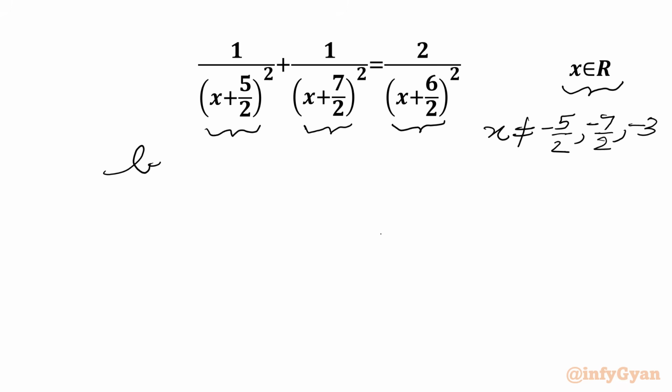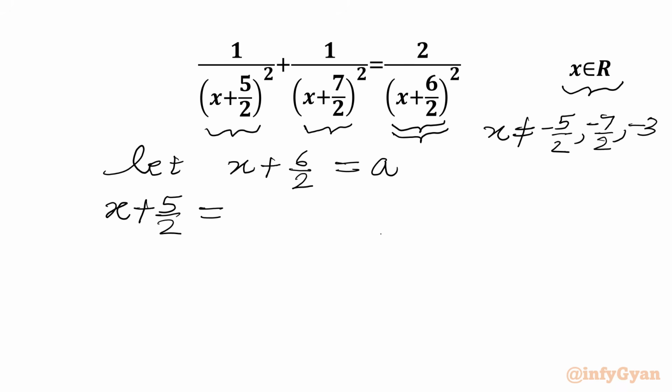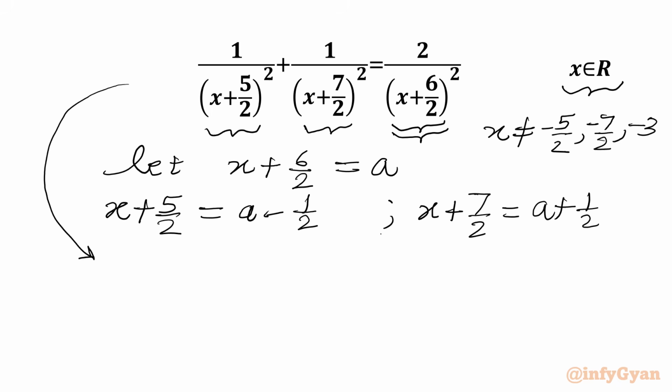Now we will use substitution. Let us say this bracket x plus 6 over 2, which is 3, equal to a. So we can write x plus 5 over 2 will be equal to a minus half. And if we find x plus 7 over 2 in terms of a, then we can write a plus half. So our equation will convert into variable a.